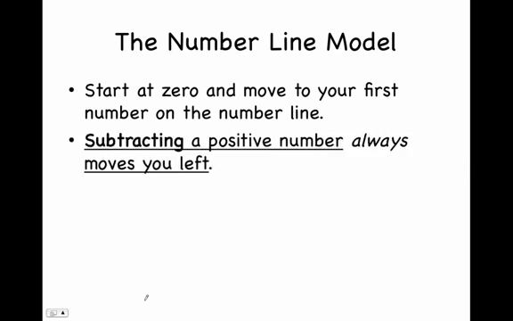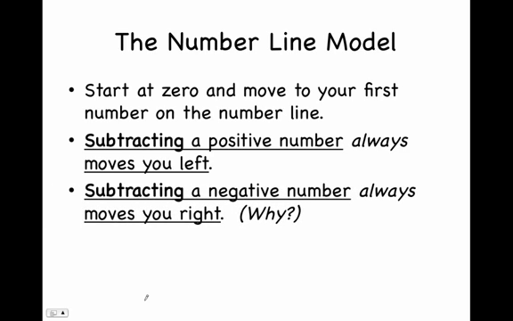Now here's the procedure. Subtracting a positive number always moves you to the left. Okay, we end up with less. That should make sense. Now subtracting a negative number always moves you right. Now why is that? One simple explanation is that it's just the opposite. If I subtract a positive number and move left, subtracting a negative number must not do the same thing. It's going to have to do the opposite. It's only two directions, so it's going to move me right. Okay, and as we talk about money, hopefully that'll make a little more sense.